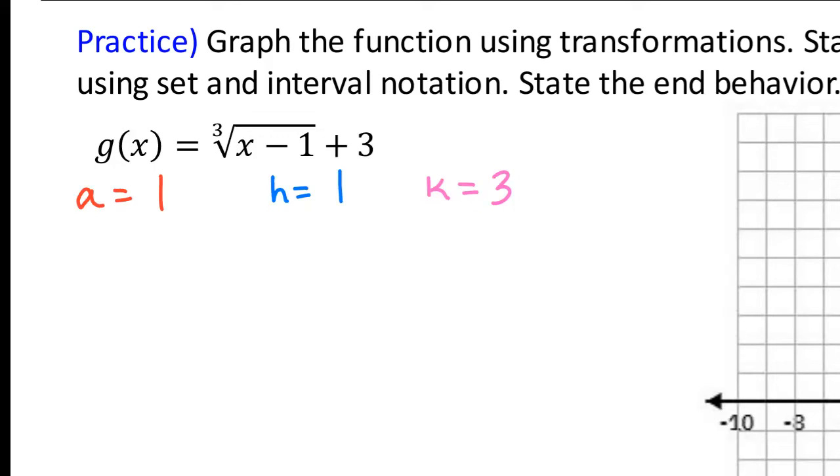So take your 5 points. All you're doing is going to the right 1 time and then up 3 times. You go ahead and try this one.